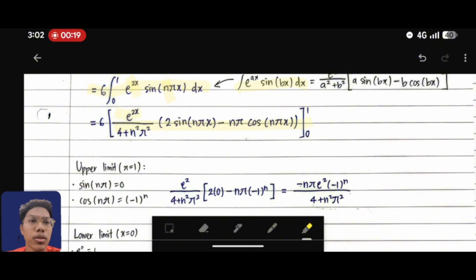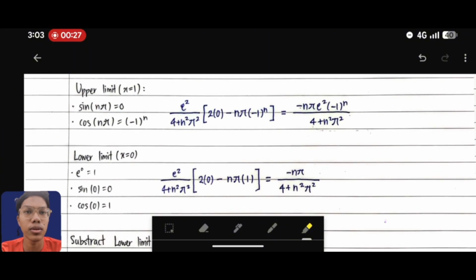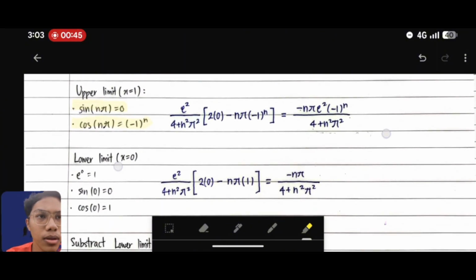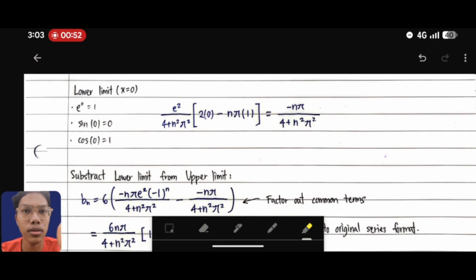Then we need to apply the limit, which is 0 to 1. First, we apply the upper limit, which is x equal to 1, and we know that sine n pi is equal to 0, and also cos n pi is equal to negative 1 to the power of n. Substitute it, then for the upper limit, we get this answer. Next, for the lower limit, we know that e to the power of 0 is equal to 1, sine 0 is 0, and cos 0 is equal to 1. So for the lower limit, we just substitute the values and we'll get negative n pi over 4 plus n squared pi squared.